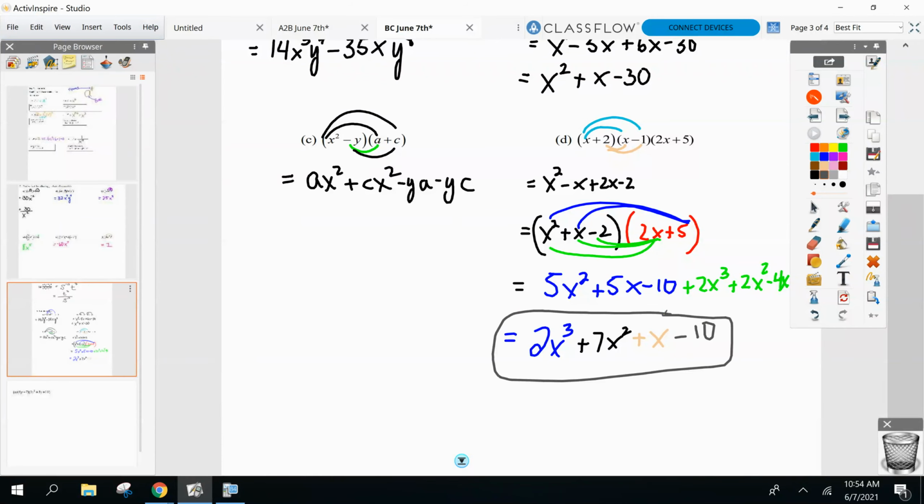All set? Also, this is just a pet peeve of mine. Yes, please put it in exponent order. So 3, 2, 1, number. Okay, I appreciate that, instead of having everything all over the place.